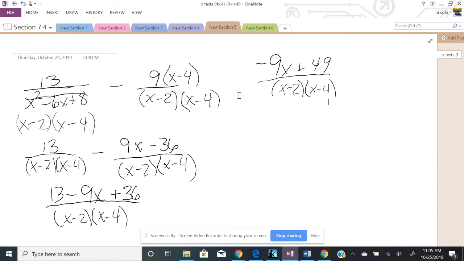So can I factor the numerator? And the answer is no, because what makes 49? Well, it's 7 and 7. What makes 9? 3 and 3. And neither of them has a greatest common factor greater than 1. So you're going to leave it as that. That's your answer.